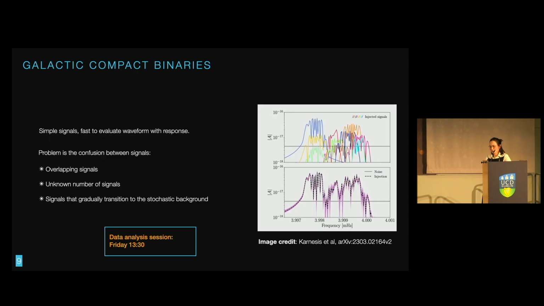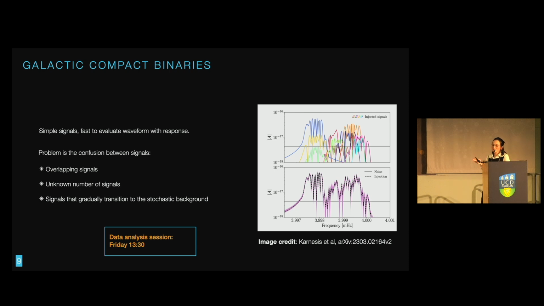Now we are going to switch from the backgrounds and go to the galactic binaries. We will see the astrophysical background from the galactic binaries, but at the same time, we are going to see a lot of resolvable galactic binaries.